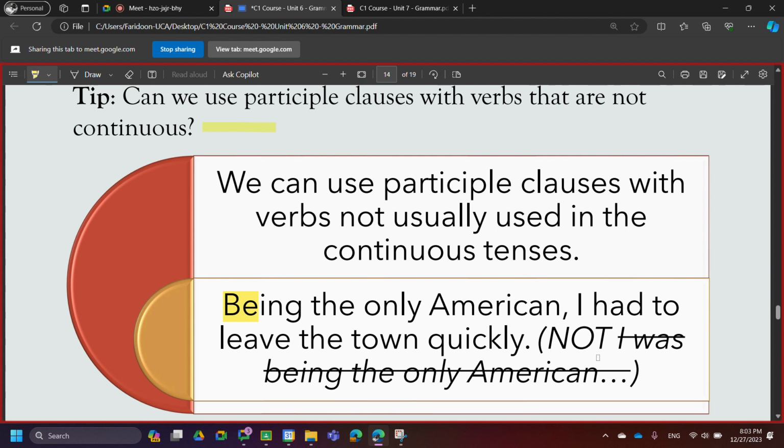You are not going to say I was being the only American because it's not a temporary state. It's not really a temporary behavior either. You are an American, so you are an American. What's the point of saying I was being an American? But when you change it and bring it into the form of a participle clause, then it will be much, much better. Okay, being the only American, I had to leave town quickly. It's kind of like saying, because I was the only American, I had to leave the town quickly.